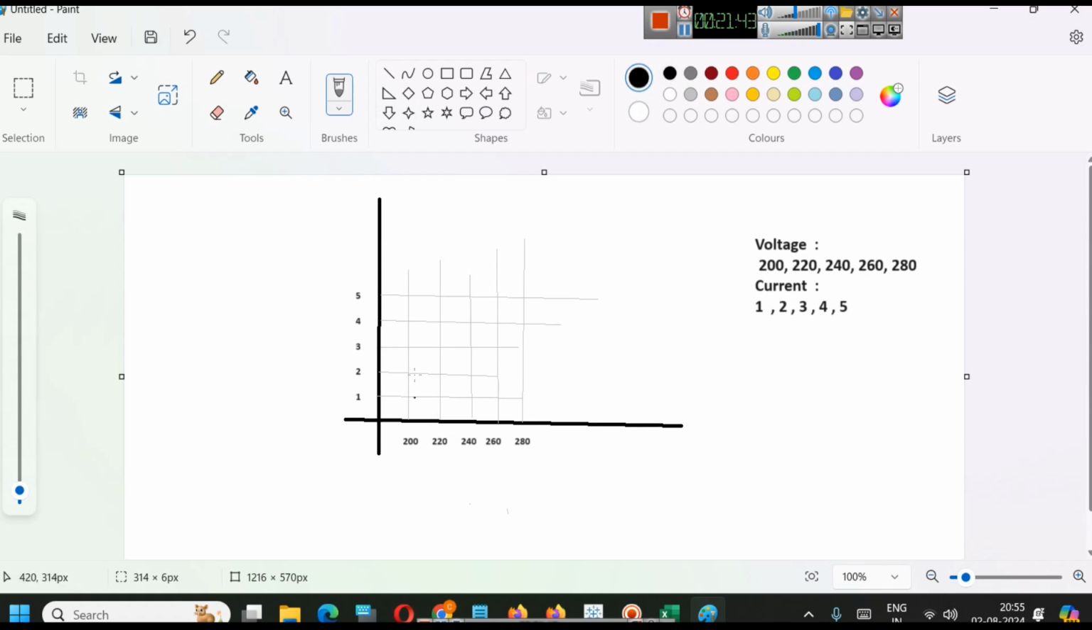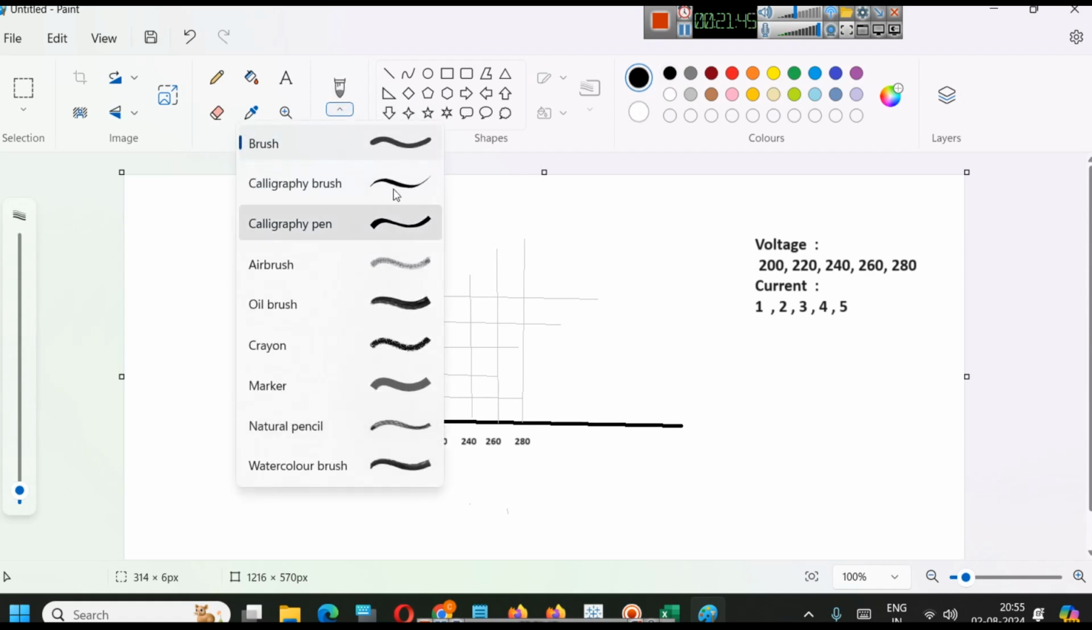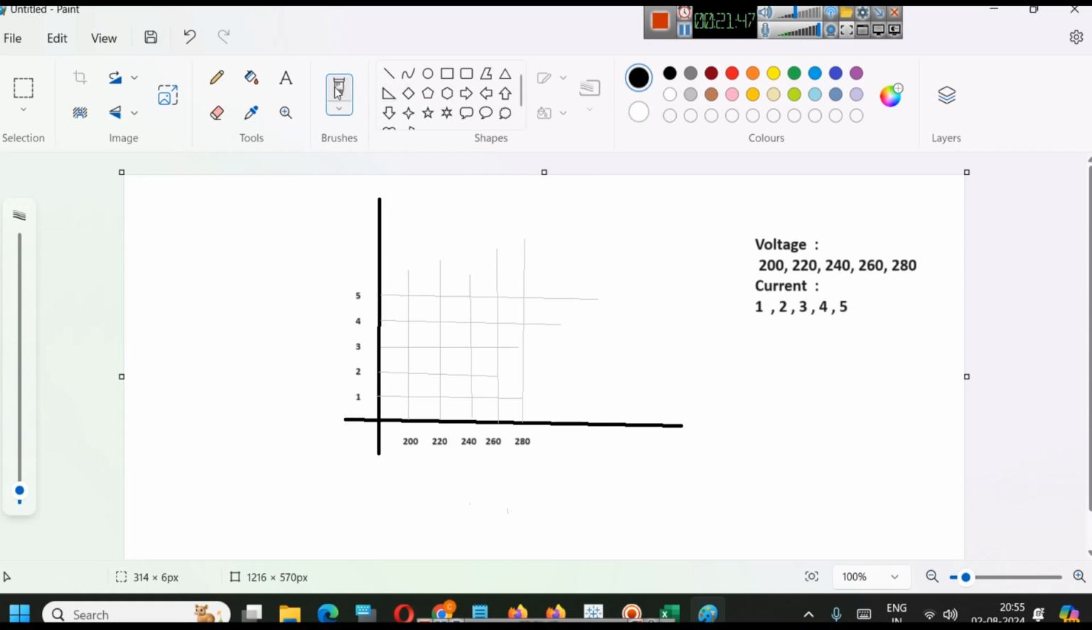These are our actual points. Okay, so I'm just taking a brush. This is 1 point, this is second, this is third, this is fourth, and this is fifth. If you will actually join them, this is a straight line, isn't it?